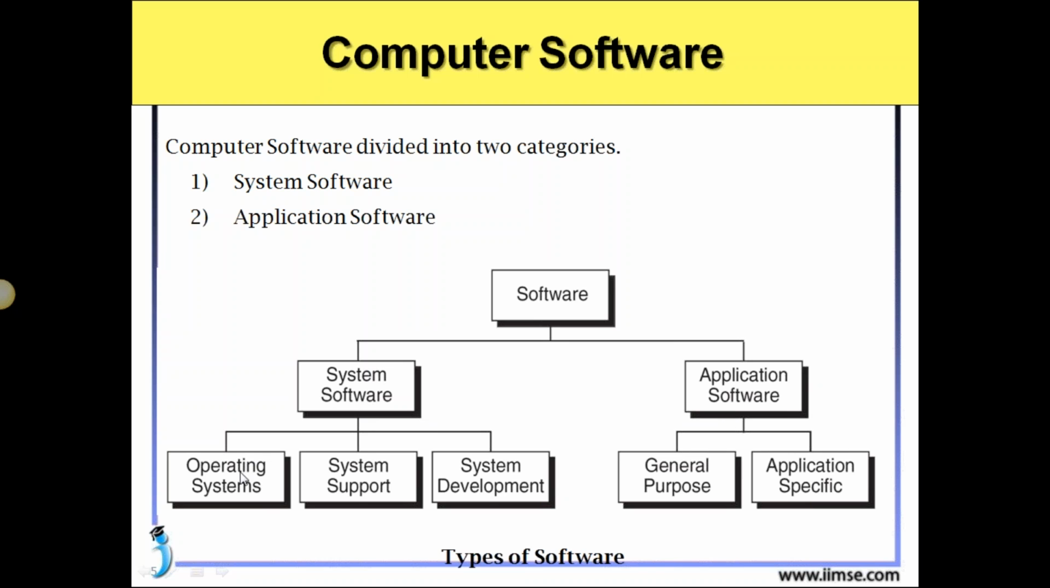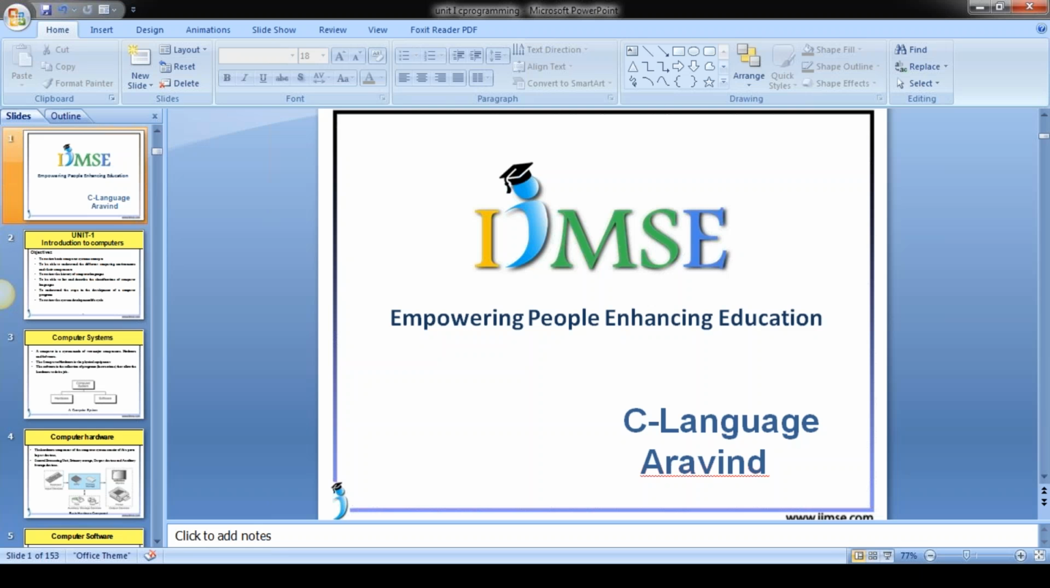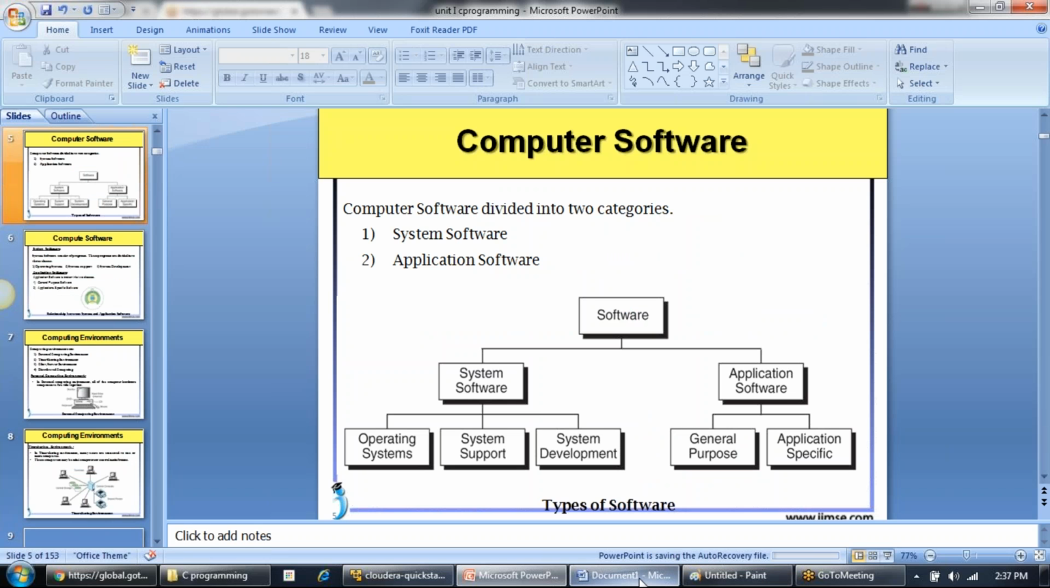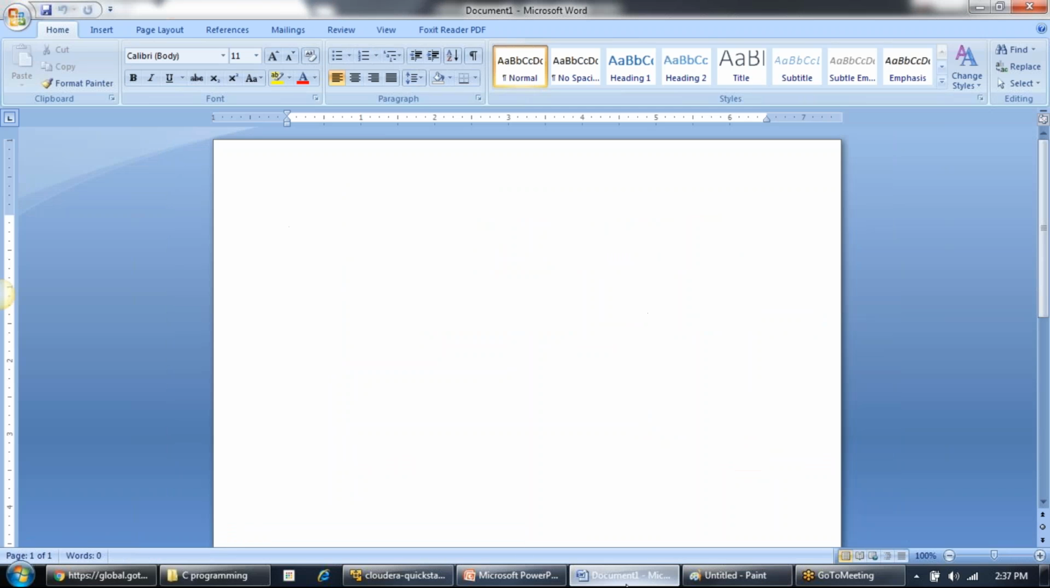As system software, we have the operating system, system support software, and system development software. As part of application software, we'll be using some general purpose software as well as application specific software. So the entire computer system is comprised of these two. Now I would like to explain in detail what we actually mean by computer programming.